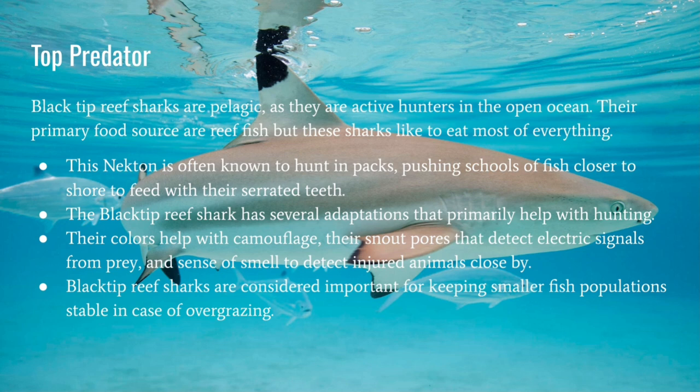This nekton is often known to hunt in packs, pushing schools of fish closer to shore to feed with their serrated teeth, one of their adaptations. The blacktip reef shark has several other adaptations that primarily help with hunting, but another adaptation would be scales to protect against parasites in the ocean.